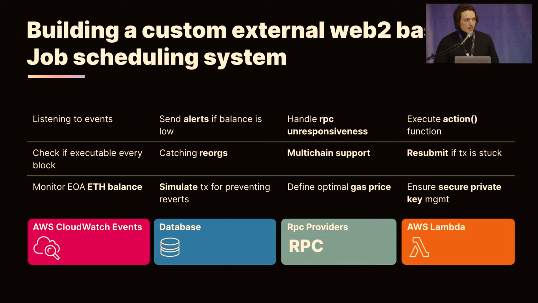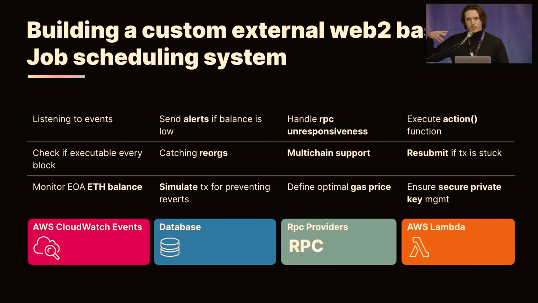Now, if you want to build an application where, like the example I had before, you want to send lunch money to the children every 24 hours, then I think it's pretty straightforward, and you would be able to pull this off. But if you talk about building a reliable and scalable decentralized application, where you might have 10,000 of these tasks running all the time, there you really shouldn't do that. Here are a couple of examples of what you need to consider when building such a thing. You need to be able to listen to events. You need to check every block if something becomes executable. You need to monitor. Basically, you will be the party that executes these transactions at the right time.